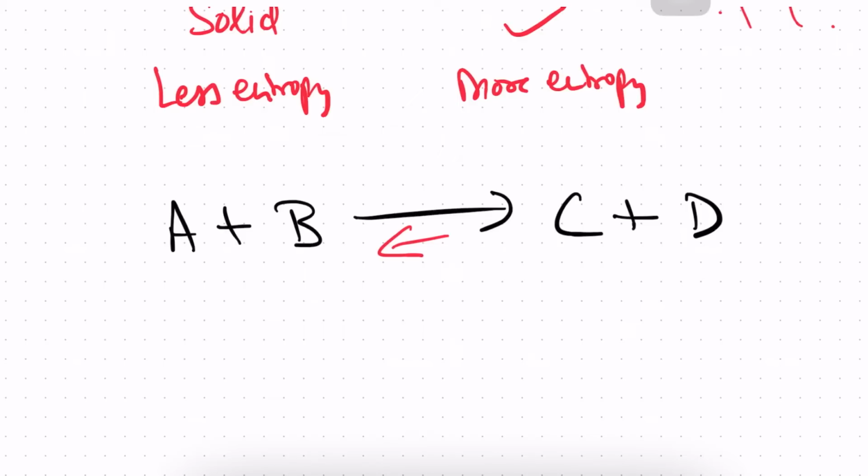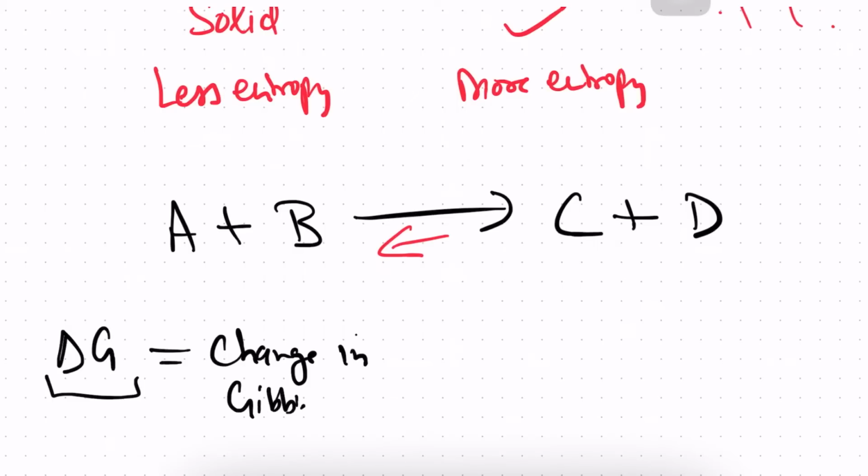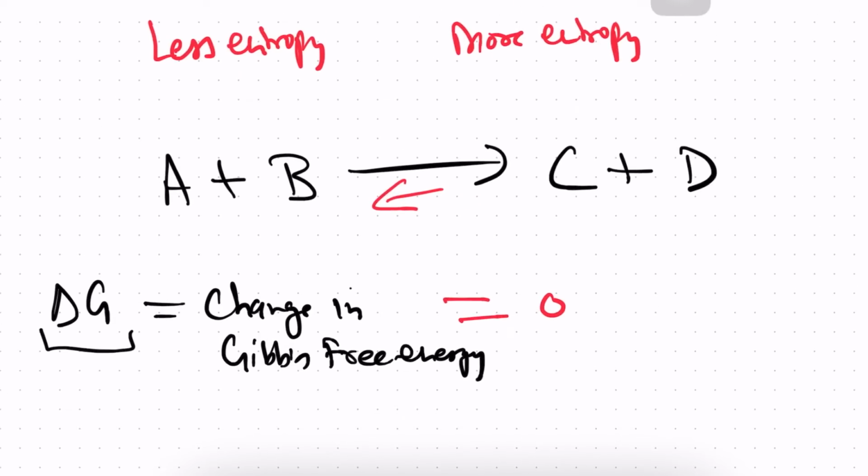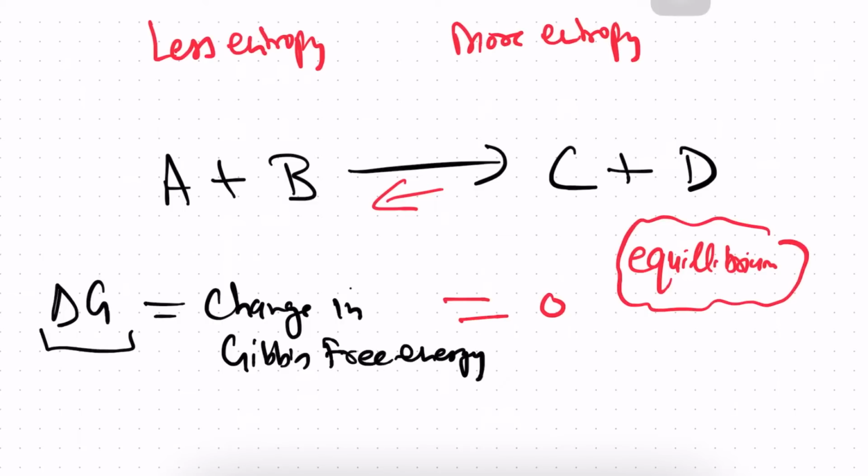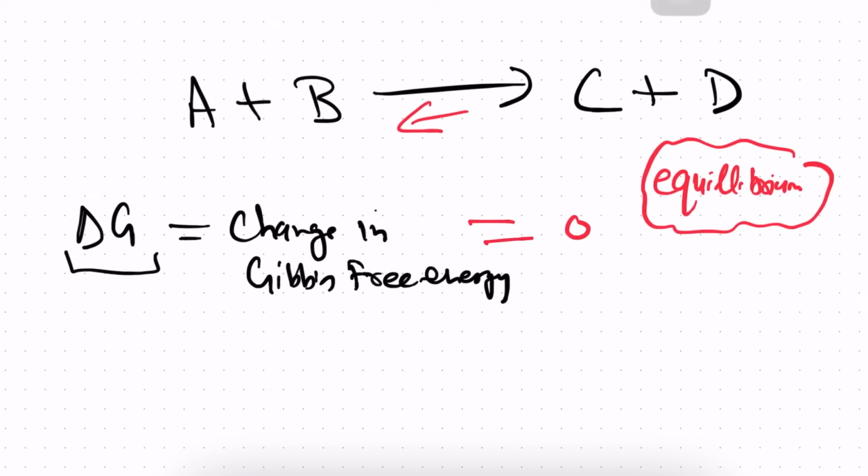Now, keep in mind, if the value of change in Gibbs free energy, delta G, is 0, if you calculate this value and it comes out 0, then keep in mind this reaction is at equilibrium. So when any reaction is at equilibrium, the change in Gibbs free energy will be 0. Now try to see what that means.